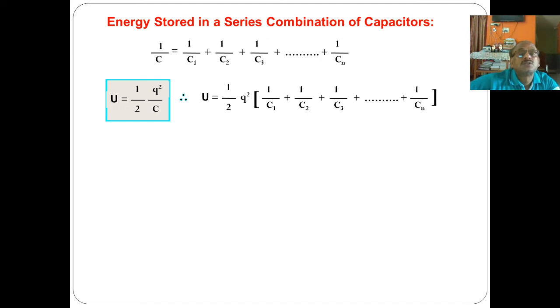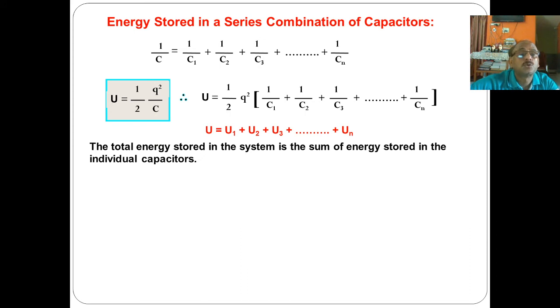So see, this term will be Q square by 2C1, Q square by 2C2, Q square by 2C3, and it is the energy stored in the individual capacitors. So U equal to U1 plus U2 and so on. It means the total energy stored in the system is the sum of the energy stored in the individual capacitors.